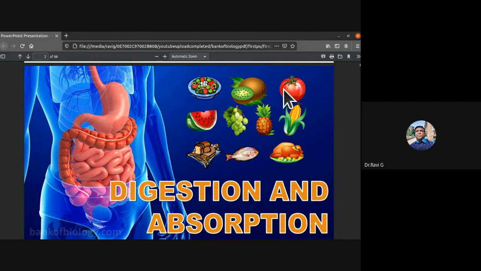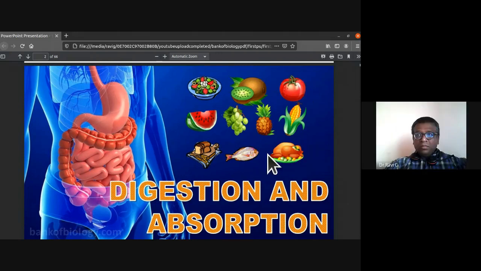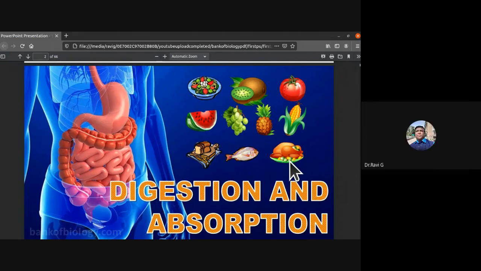Here in the backdrop, you have different types of fruits and different types of food. They are a source of carbohydrates, proteins. They are also a source of fats or lipids. Then they are also a source of vitamins, vital amino acids, mineral salts, and water, especially watermelon. You know that more than 90% of it is made up of water. Then they are also a source of fibers.